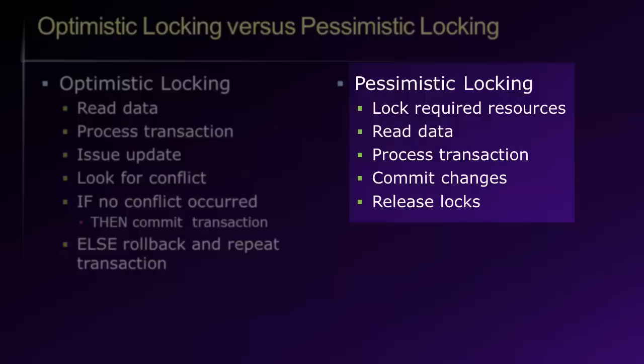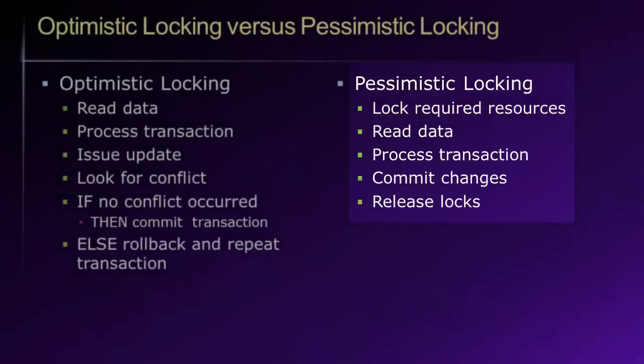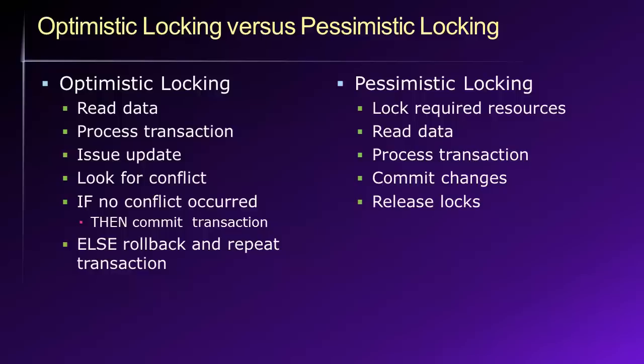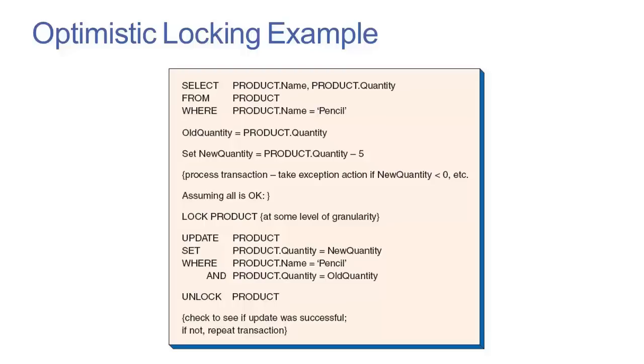The reason that we do not need to check to see if a conflict occurred is because all of the required resources for the transaction were locked prior to any updates or modifications being made to the data that are being used by the transaction. Let's see some intuitive examples of these optimistic and pessimistic locking strategies.